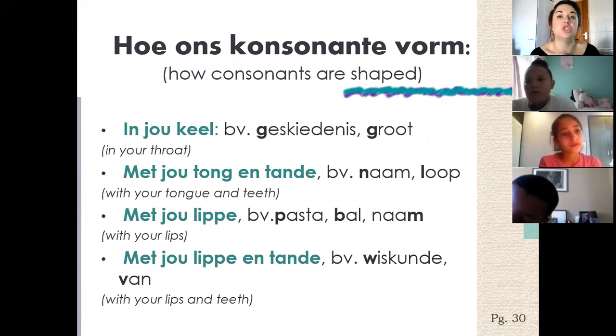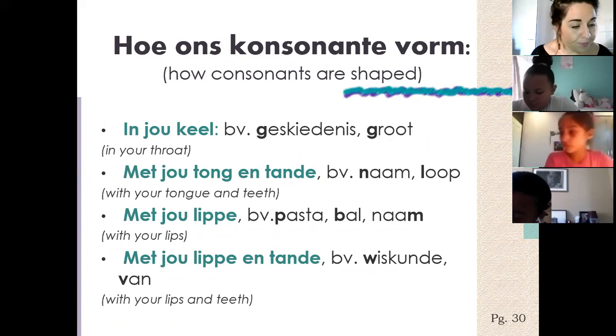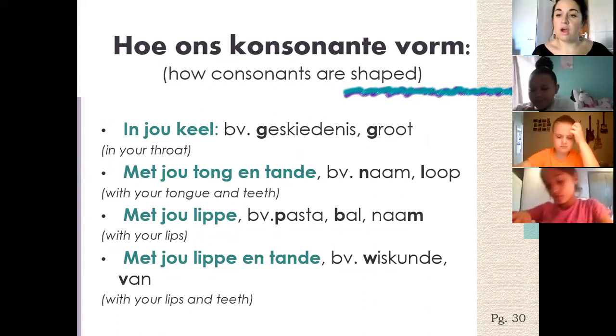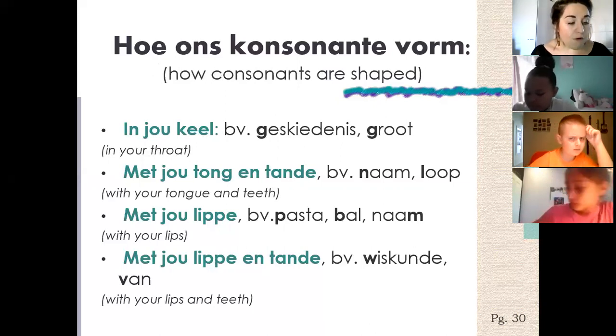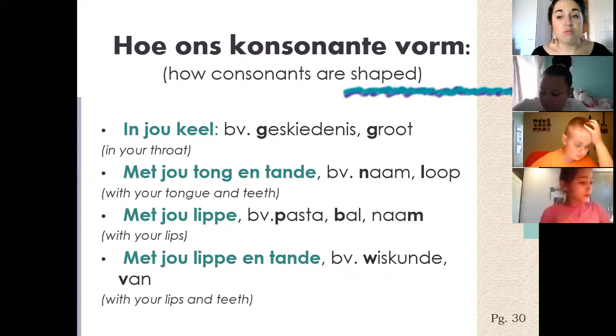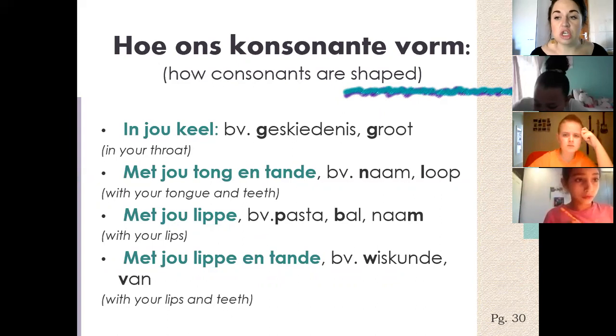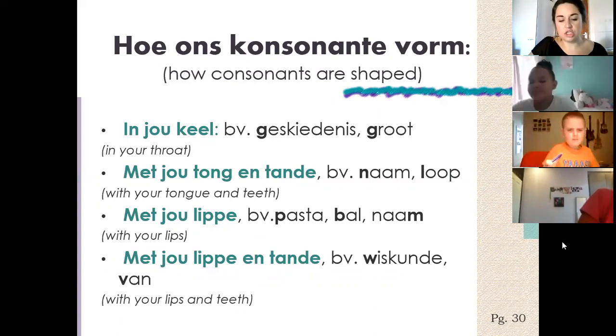Now, hoe ons konsonante vorm? How consonants are shaped? So now I want you to look at your book for me. Everyone, look at your book in the block that says onthou. The block at the top that says onthou. There are 4 dots. Can you see the 4 dots? I want you to go and number those dots. You're going to write number 1, 2, 3, and 4 next to each dot.